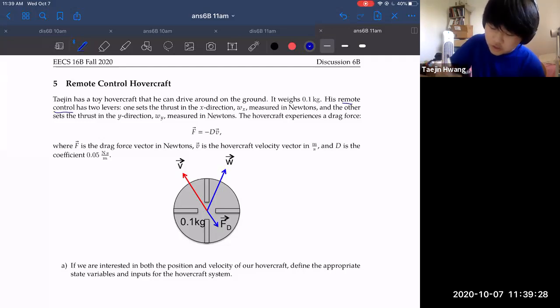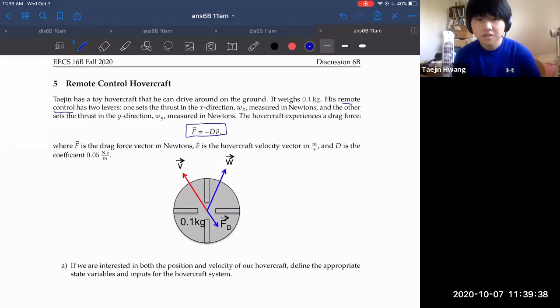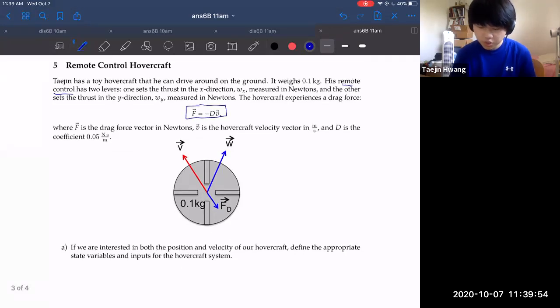And we can provide some thrust to the hovercraft, but the hovercraft on its own also receives some sort of drag force. So this gives us some sort of dynamics in advance. So give everyone some time quickly to just think about the problem and read it through. And then we'll go over part A together, which talks about how to set up the states and how to define appropriate inputs for the system.